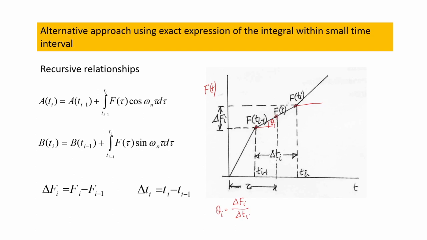divisions, whatever number of divisions we take, discretize the forcing function and then carry out the integration by Simpson's rule and trapezoidal rule. So these are approximate formulas available for integration, whereas in this recurrence approach, we will use the exact expression that can be derived for this integral F tau cos omega n tau d tau, integration Ti minus 1 to Ti, and also this integral F tau sin omega n tau d tau, limit Ti minus 1 to Ti, within the small interval delta Ti. We can find the exact expression if we assume the variation of force in the small interval is linear. Now let us see how we can find it.